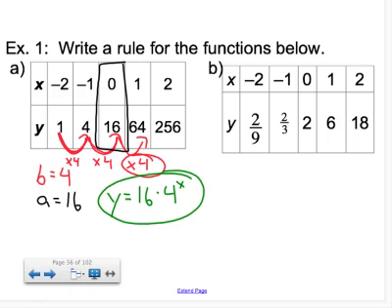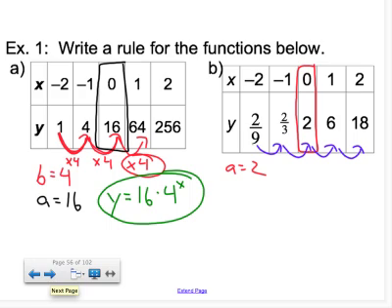Part B, again, identify your a and your b. If you want to do a first, it doesn't matter. Your a value is 2, the y value when x is 0. For the b value, you have to figure out what you're multiplying by to go from here to here. From 2/9 to 2/3, it's not very easy to see. But if you look at from 6 to 18, you multiply by 3. From 2 to 6, multiply by 3. So each time we're multiplying by 3. That 3 is your b value.